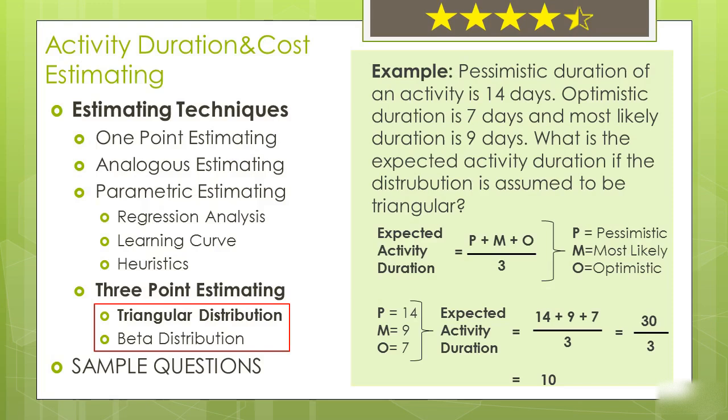Here, we will enter the values in our formula. Our pessimistic duration is 14 days, therefore P is 14. Most likely duration is 9 days, therefore M equals to 9. Optimistic duration is 7 days, therefore O equals to 7. 14 plus 9 plus 7, which makes 30, divided by 3 gives us the result of 10, which will be our expected activity duration.